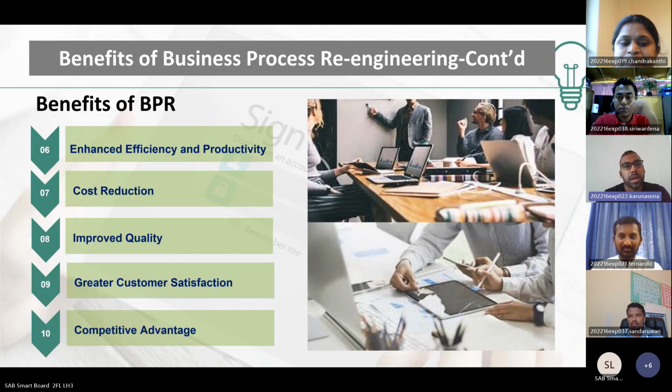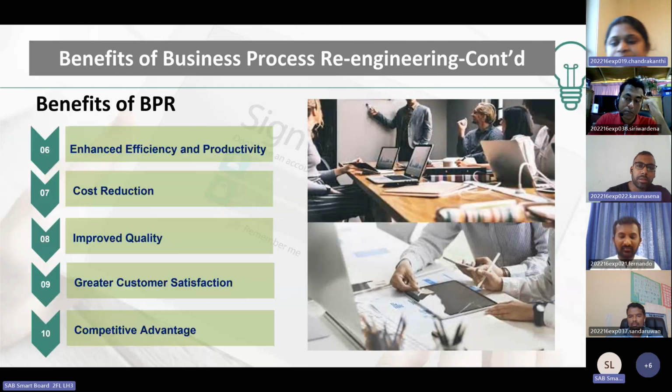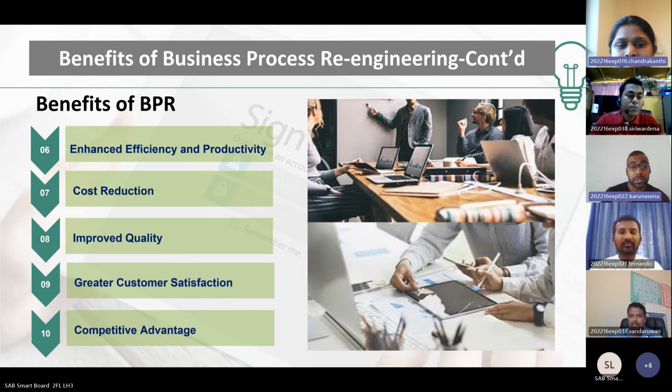Enhanced efficiency and productivity. BPR aims to streamline and improve the process by eliminating redundancy and inefficiency, so it will increase the productivity of the company. Next point is cost reduction. Through the elimination of unnecessary steps, BPR can have a direct impact on the bottom line of the company. So the ultimate effect is the company can increase their profit.